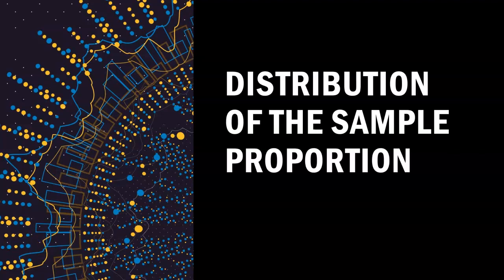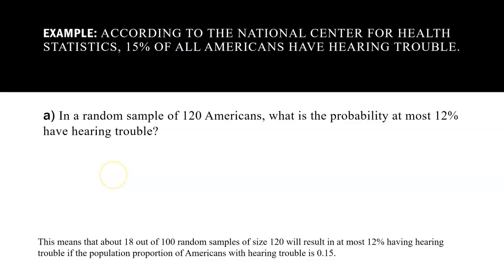All right, I have one more example and one other thing I need to clear up from that last video. In the last example that I completed in part 1, I verbally said what the result meant, but here there is a written description of what the result meant. It meant that about 18 out of 100 random samples of size 120 will result in at most 12% having hearing trouble if the population proportion of Americans with hearing trouble is 0.15. So it's all dependent upon the population having that proportion, okay? So that's just to finish out the example that I ended with in the first video.